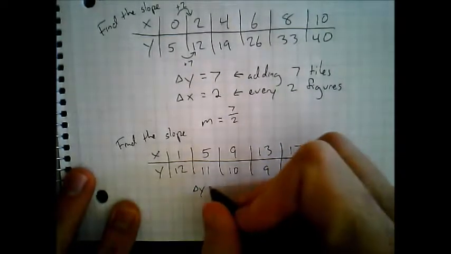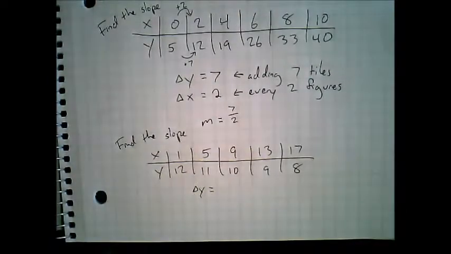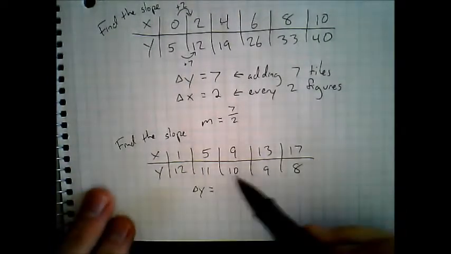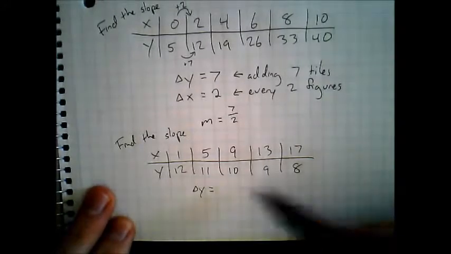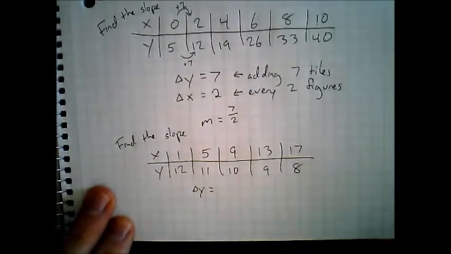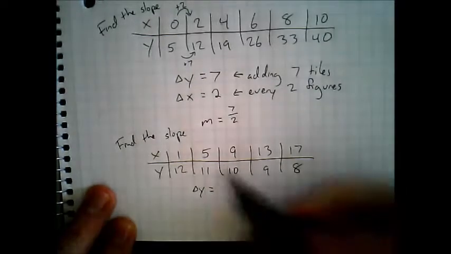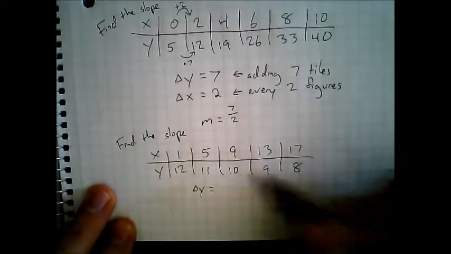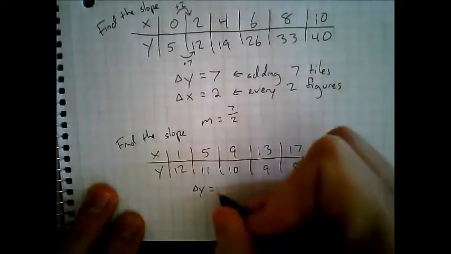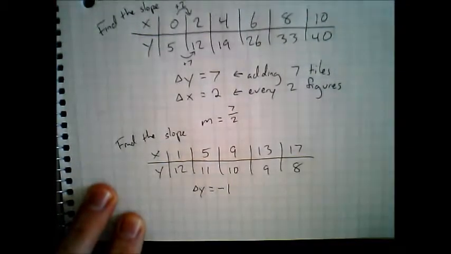So we need our delta y and our delta x. Our delta y is how many tiles are we adding or subtracting? Here we see that we're subtracting tiles because we're losing tiles each time. Our delta y is decreasing. What are we subtracting by? We're going from 12 to 11 to 10 to 9 to 8. So we're just subtracting 1.